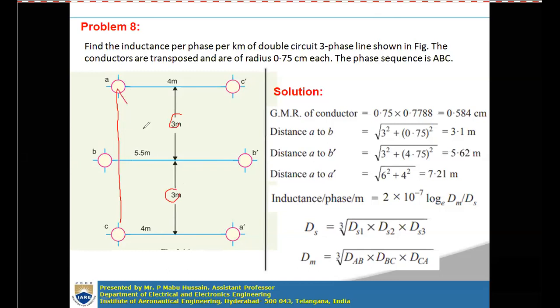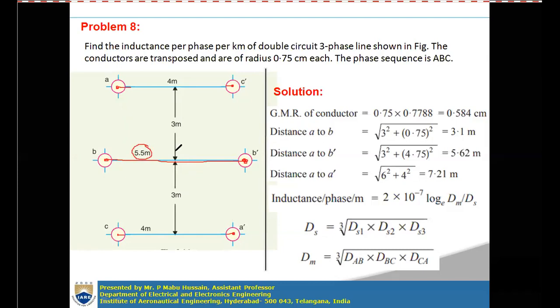Then A to A dash distance also you have to calculate, and A to B dash also. Like that you have to get all the distances first. Mainly, if you observe here, the B to B dash distance is always from center to center. If you take any problem, this should always be the center to center distance only, even though the problem is given like this. Now from B to B dash the total is 5.5 meters.